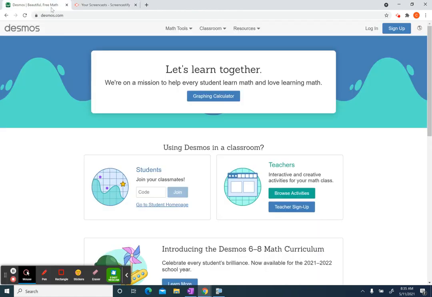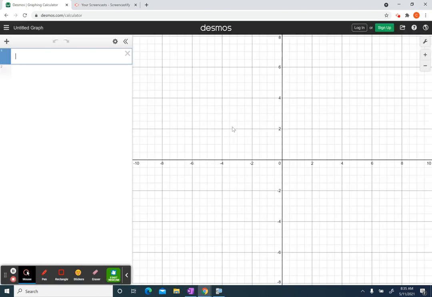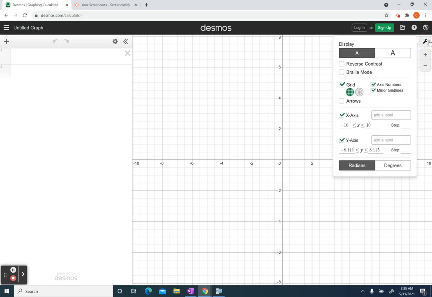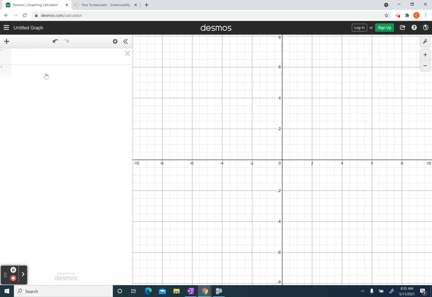So if you take a look at Desmos here, and you click the graphing calculator, you might have to reset this every time you go to Desmos. So here, you're going to start by clicking the little wrench in the top right-hand corner. Notice at the bottom, you see radians and you see degrees. You have to make sure that you're in degree mode. You don't actually know what radians are yet. So once you click degrees, then you're good to go.